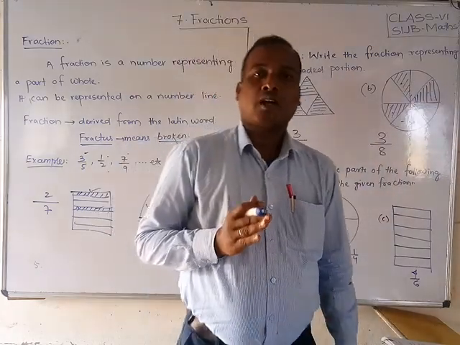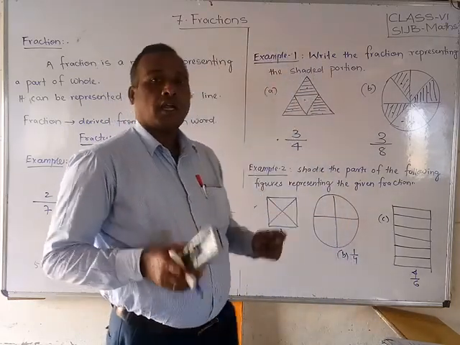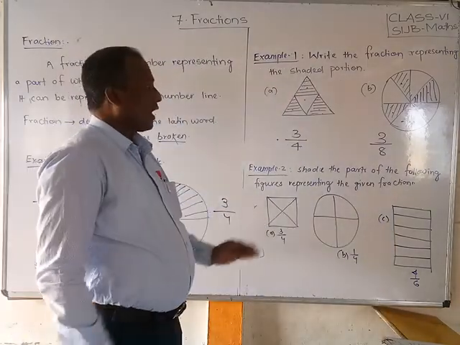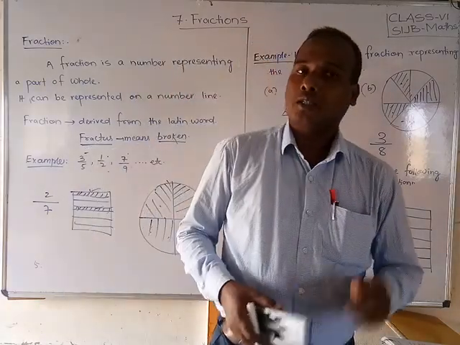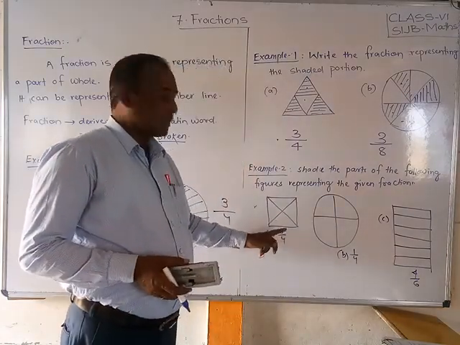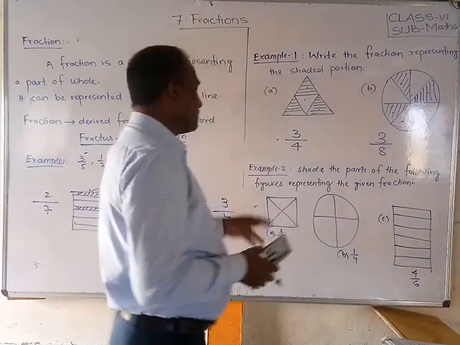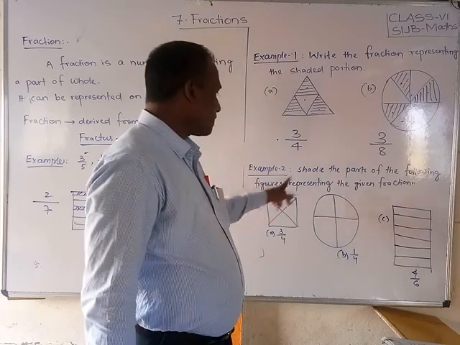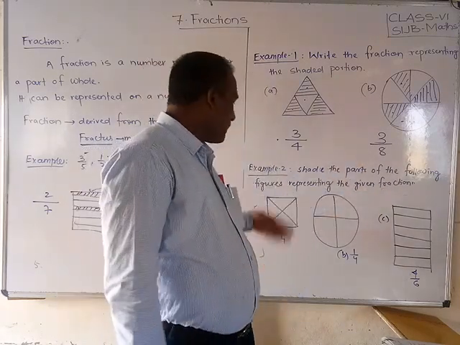Did you understand, students? I hope you have understood how to represent the shaded portion of a given figure as a fraction. Okay, now students, we can do the same in reverse. I gave pictures and asked you how to write them as a fraction. But now the fraction is given and you have to represent the shaded portion. Okay, you have to draw the shaded figure. See example 2, students: shade the part of the following figures representing the given fraction. Whatever fraction is given, you should make the shaded portion.